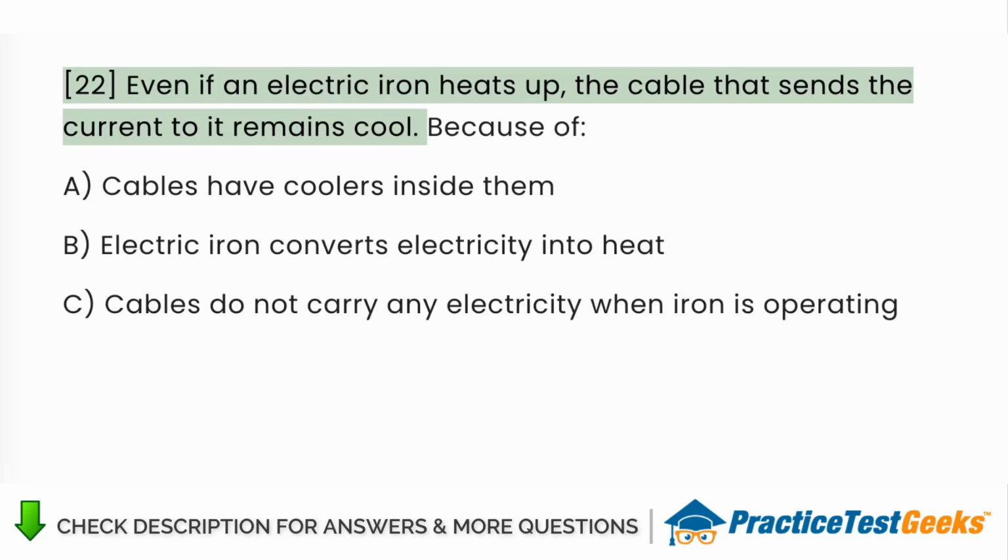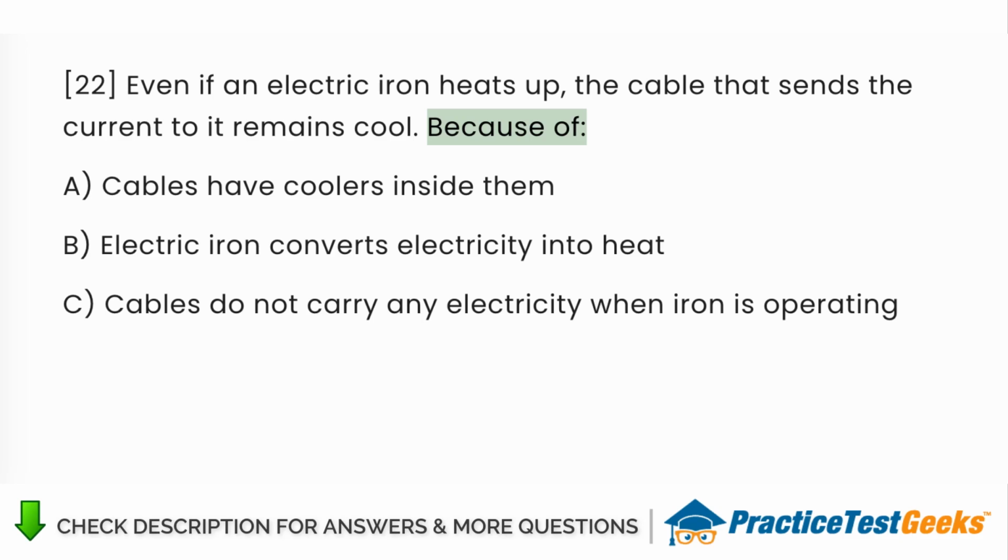Even if an electric iron heats up, the cable that sends the current to it remains cool. Because of A. Cables have coolers inside them. B. Electric iron converts electricity into heat. C. Cables do not carry any electricity when iron is operating.